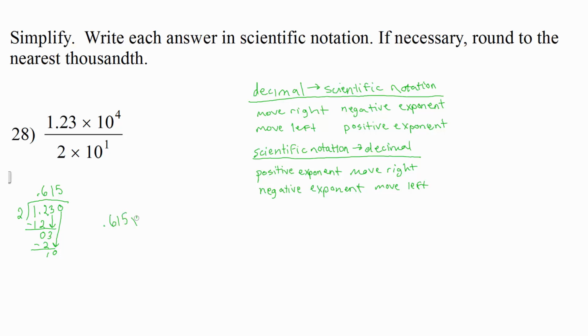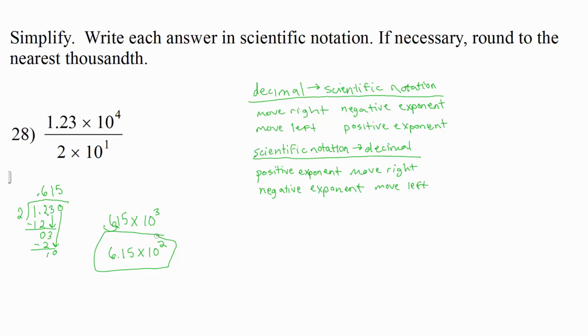We do 4 minus 1 to get 3, and then we check to see if it's in proper scientific notation, which it's not. So this is 6.15 times 10 to the, we made our number bigger, so it subtracts 1 from our exponent. And on all of these, if we were not sure which way to move the exponent, we could just write them in decimal form and then change them back to scientific notation.